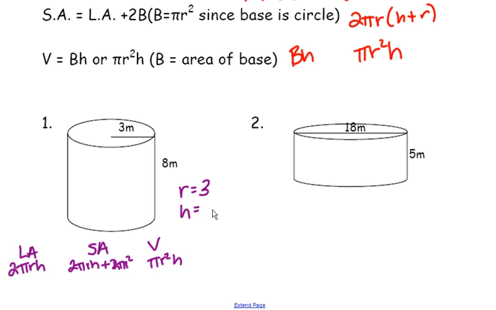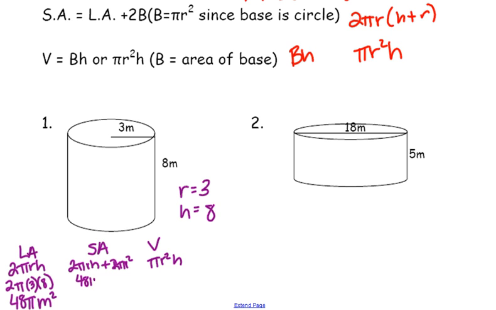In this case, r is 3, h is 8. 8 is still the distance between the bases. So we just fill everything in. So this would be 2 times pi times 3 times 8. And unless you're told otherwise, you are going to leave pi in your answer. So our answer here would be 2 times 3 is 6, times 8 is 48, so 48 pi, and it's area, so it is meters squared.